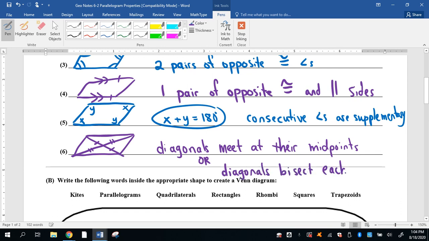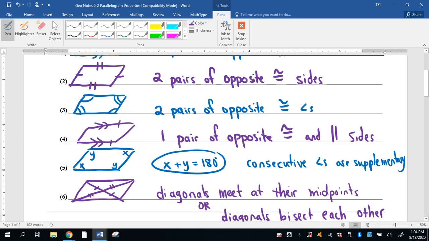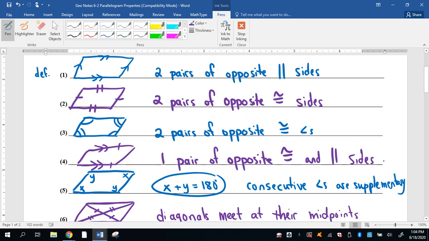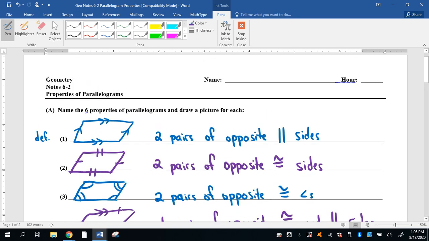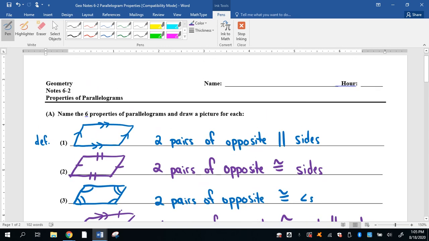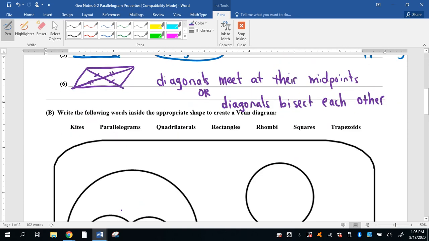So if you know you have a quadrilateral that's a parallelogram, all 6 of these properties are true. Moreover, the converse is true. If I see one of these pictures for a quadrilateral, and it has one of these sets of properties, then I know that quadrilateral is a parallelogram. That's what you have to know for these notes for 6.2 and 6.3. So we're going to do a lot of repetition in 6.2 and 6.3.